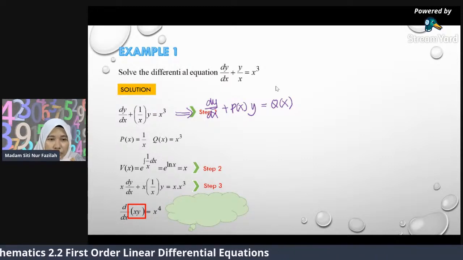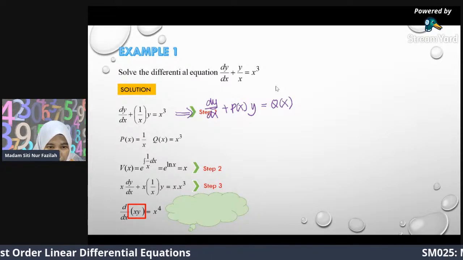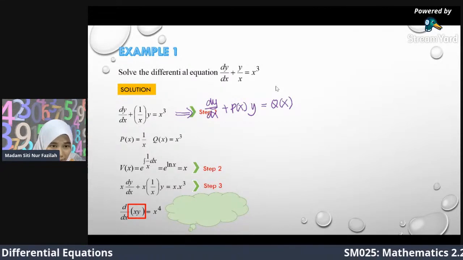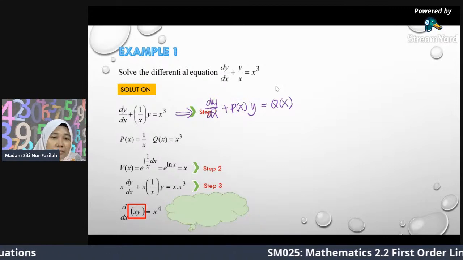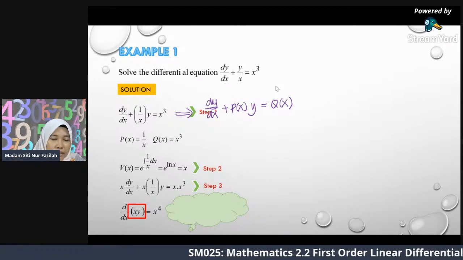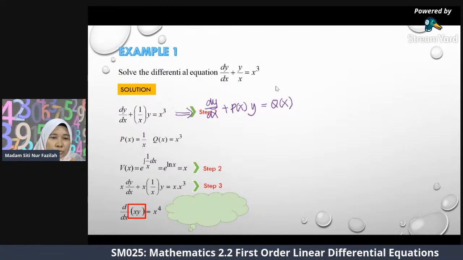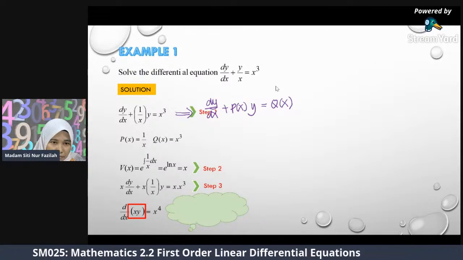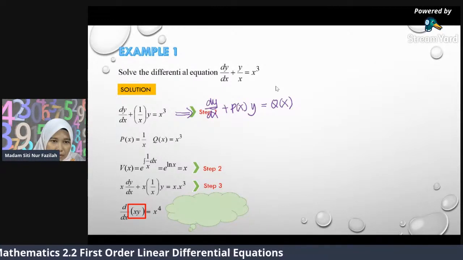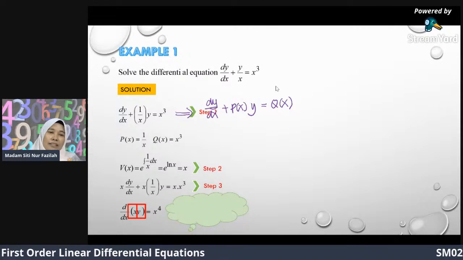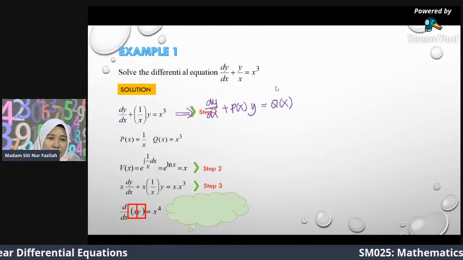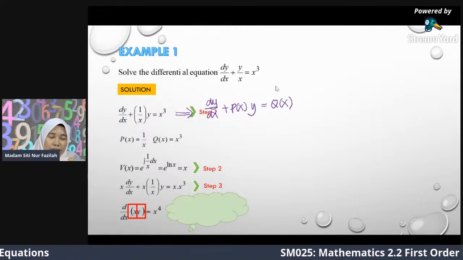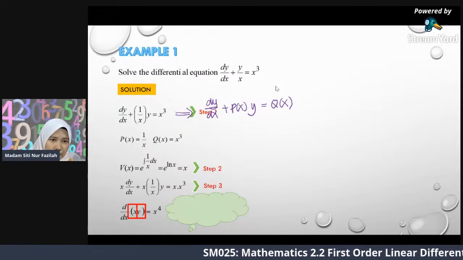Okay, d over dx of vxy. Vx is x and the variable is y, equal to x to the power of 4. The box 2 should be Vx multiplied with the variable y.